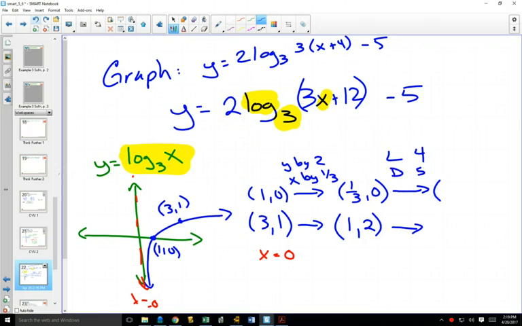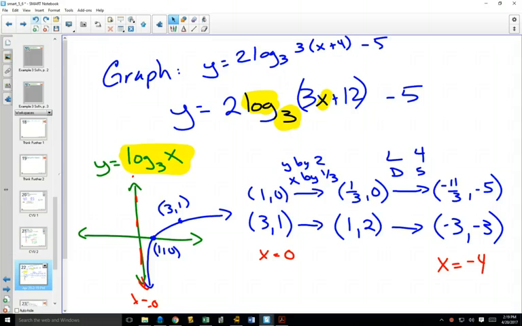So if I have 1/3 and I go left 4, I'm going to get (-11/3, -5), and (-3, -3). And your asymptote will go to x equals -4. And now that you have those new points and your new asymptote, you could graph it. But since the bell goes, we won't put it up.